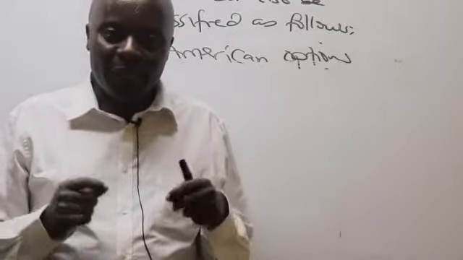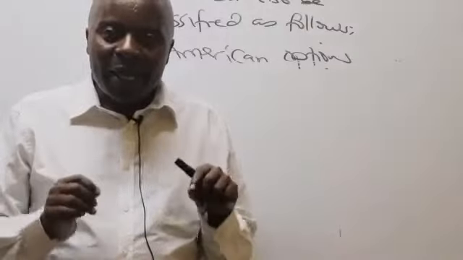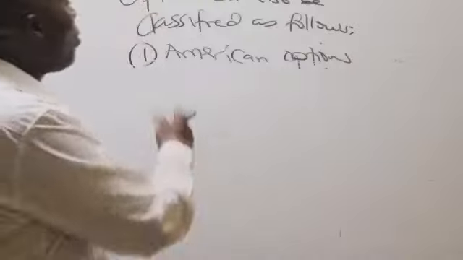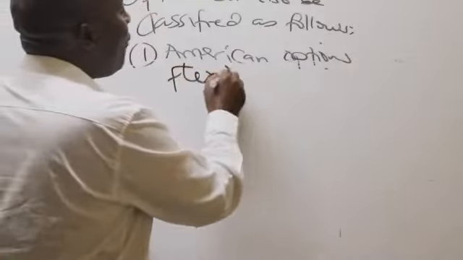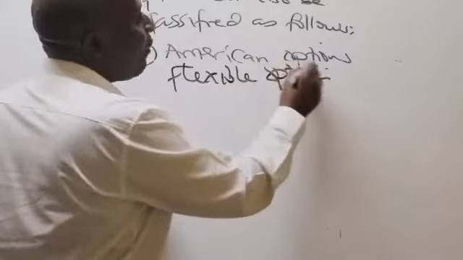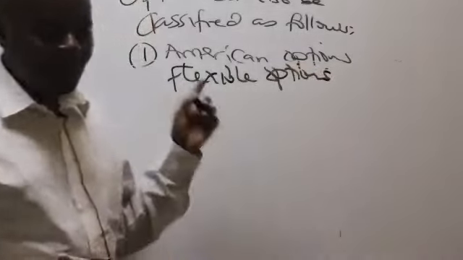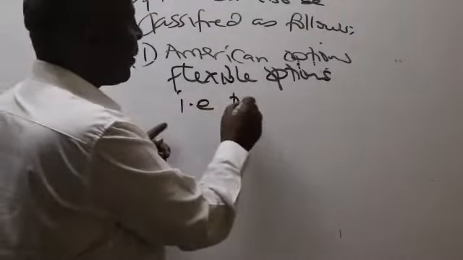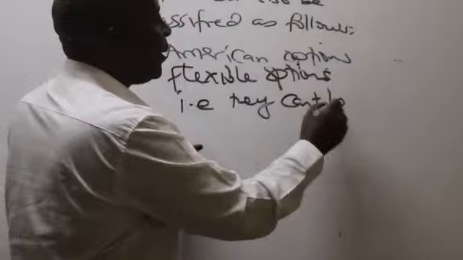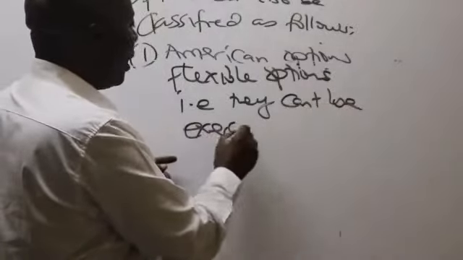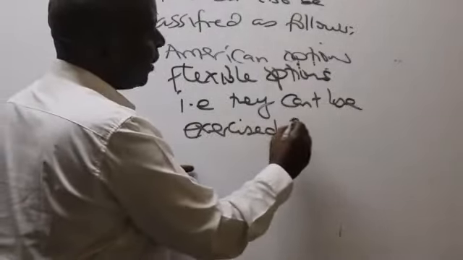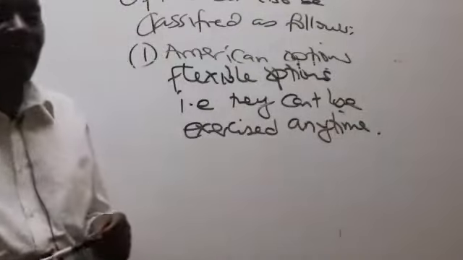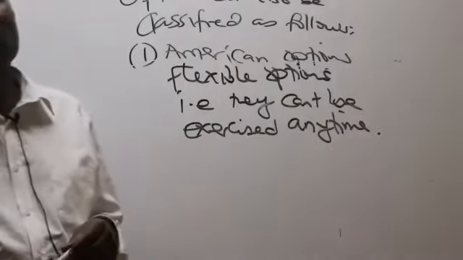The same case with American options. American options are also called what here? Flexible options. They are very flexible options, i.e. they can be exercised anytime. They can be exercised what here? Anytime. Ladies and gentlemen, listen to me very well.